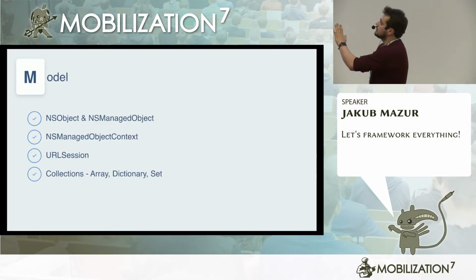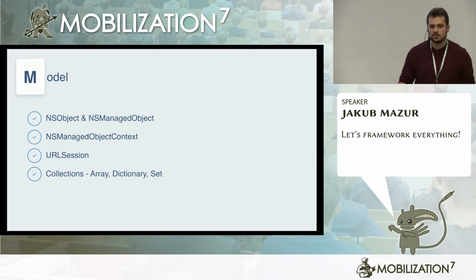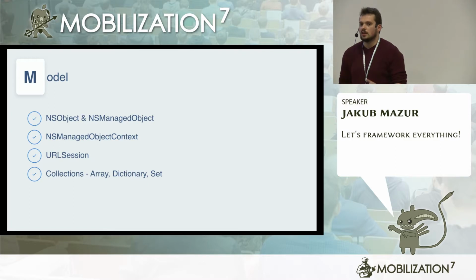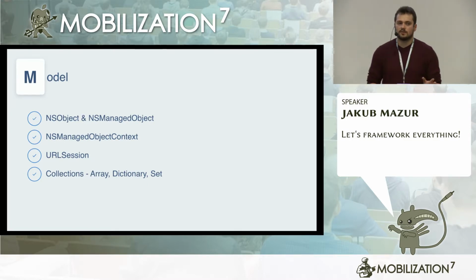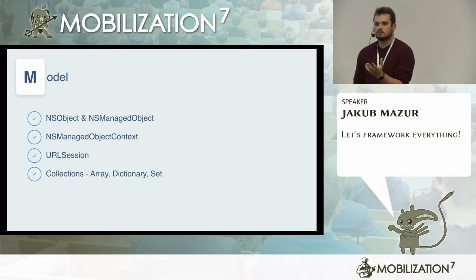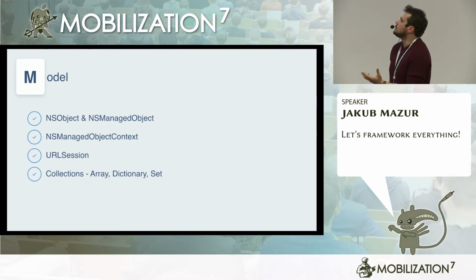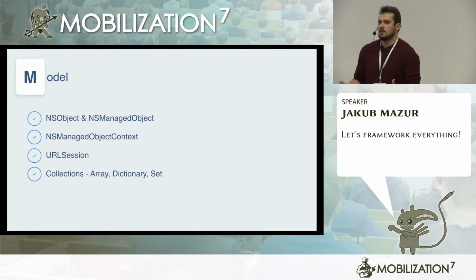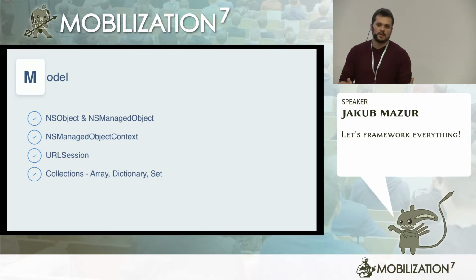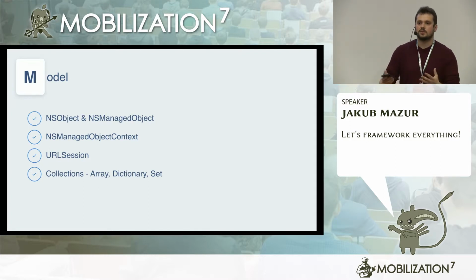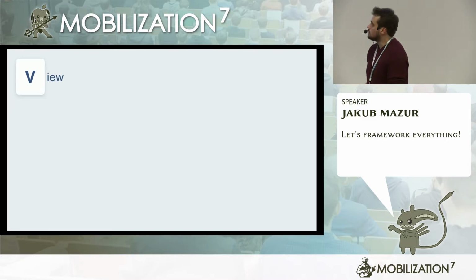So like I said, the model contains NSObject, NSManagedObject, NSURLSession, and all kinds of data collections. So writing a framework that contains only the model is a pretty obvious thing to do, because you cannot do any extra work from this. When you're manipulating the data, you can check out the framework and build a framework out of it, and it will just work. But the next step is the view. And what should we do with the view?